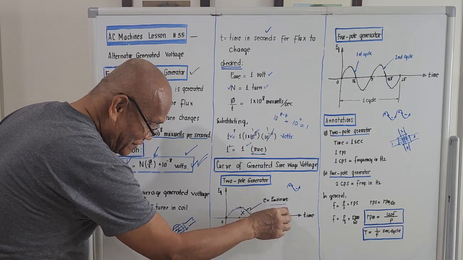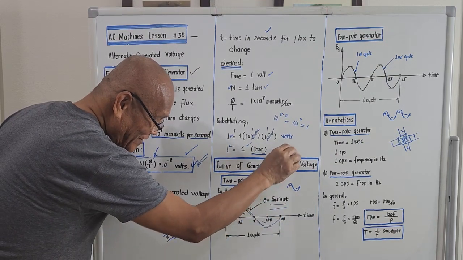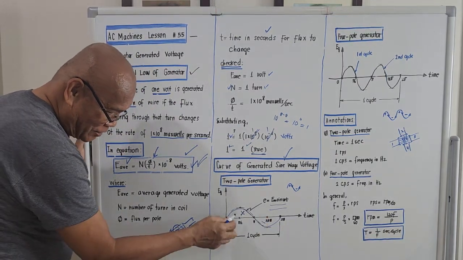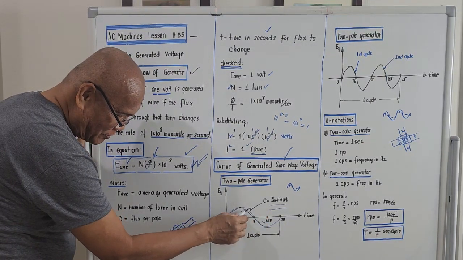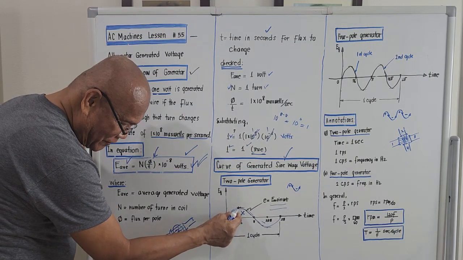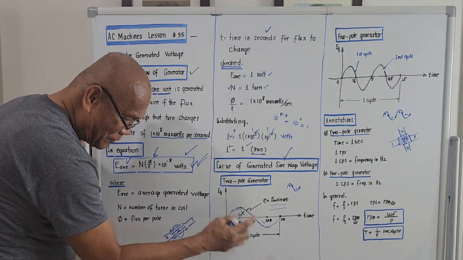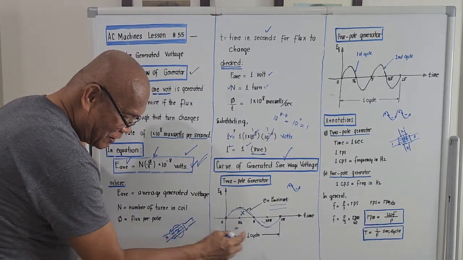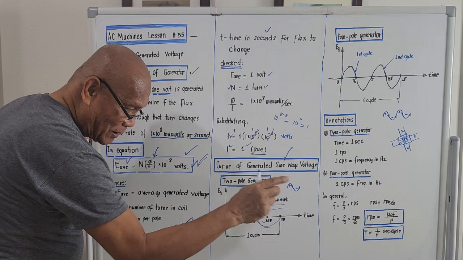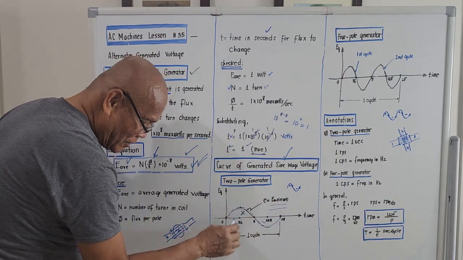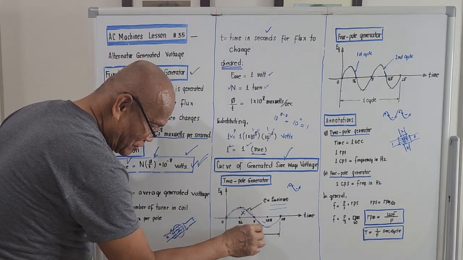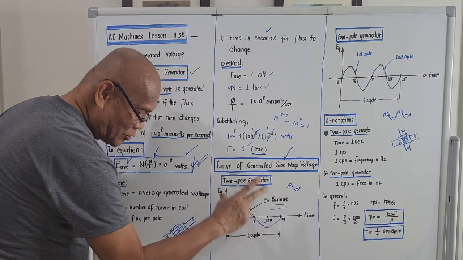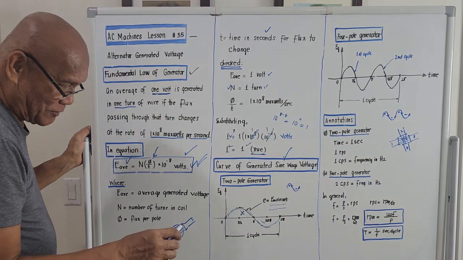This is a sine wave. That's for a two-pole generator. As it passes through the north pole, it will generate a positive voltage. As it passes through the south pole, the other pole, it will generate a voltage but the polarity is different. That's why it is downward. This is upward, and this is downward, and this is one complete cycle. So for a two-pole generator, the graph is just this one.